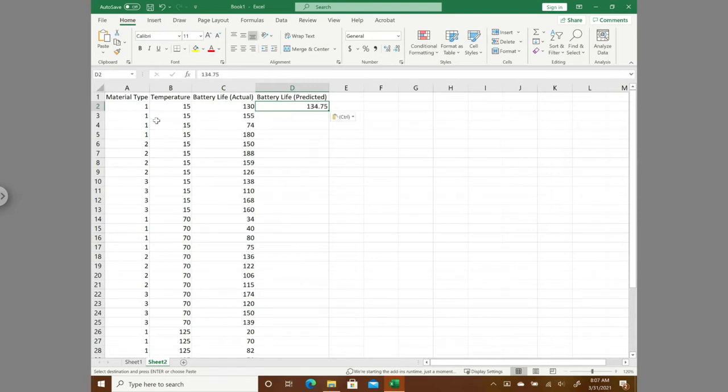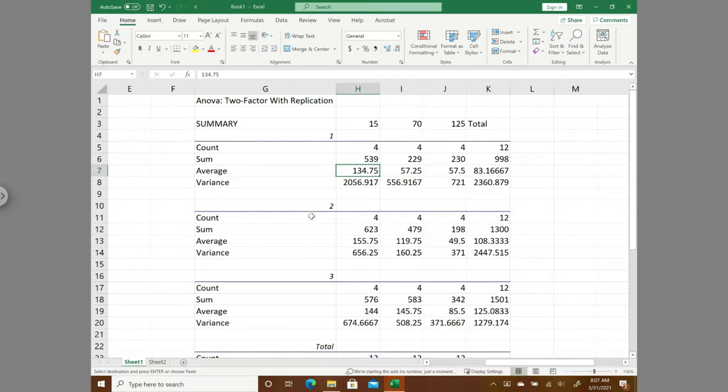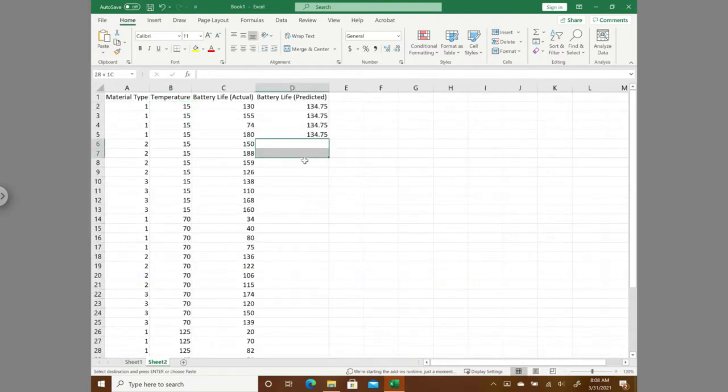But it's the same for the next four because it's the same combination, right? We are expecting the same battery life. So if we repeat an experiment with material type 1 and temperature 15 degree Fahrenheit, we expect that the battery life will be close to 134.75. Then for the second combination, material type 2 and temperature 15, let's see, we have material type 2 here, right, and temperature 15. So this average here, Control C, that is for the next four experiments.